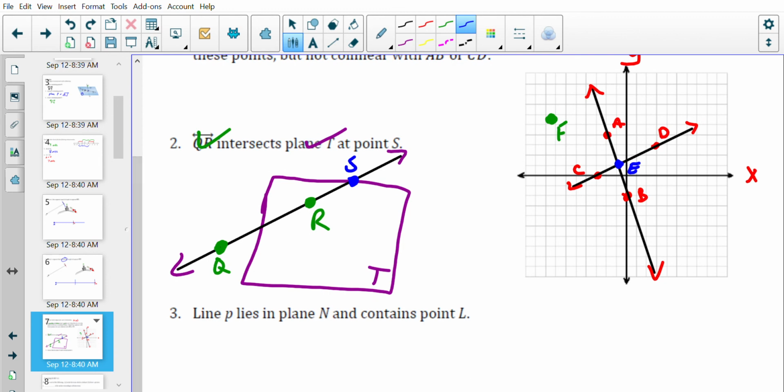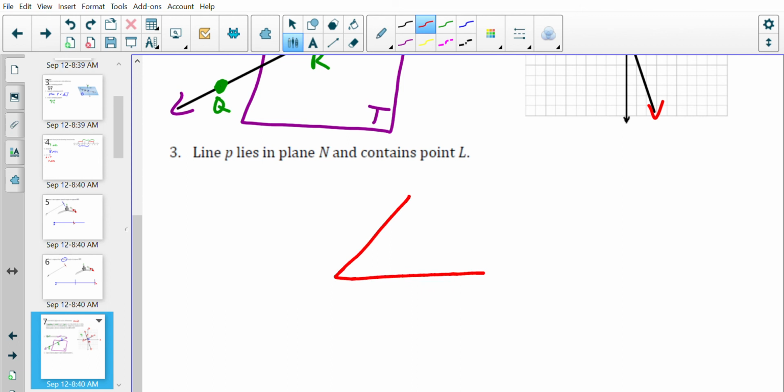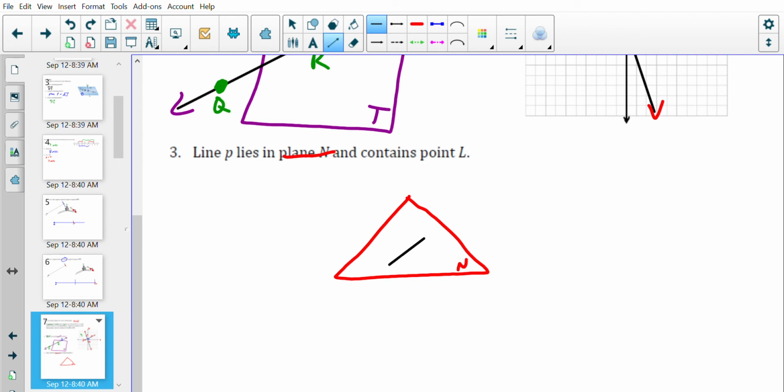And now we have line P lying in plane N and containing point L. So again, line, plane, and point. Start with the biggest item, plane N. So here's my plane N. Now line P lies within it. So we're not going out. We're going to be inside.